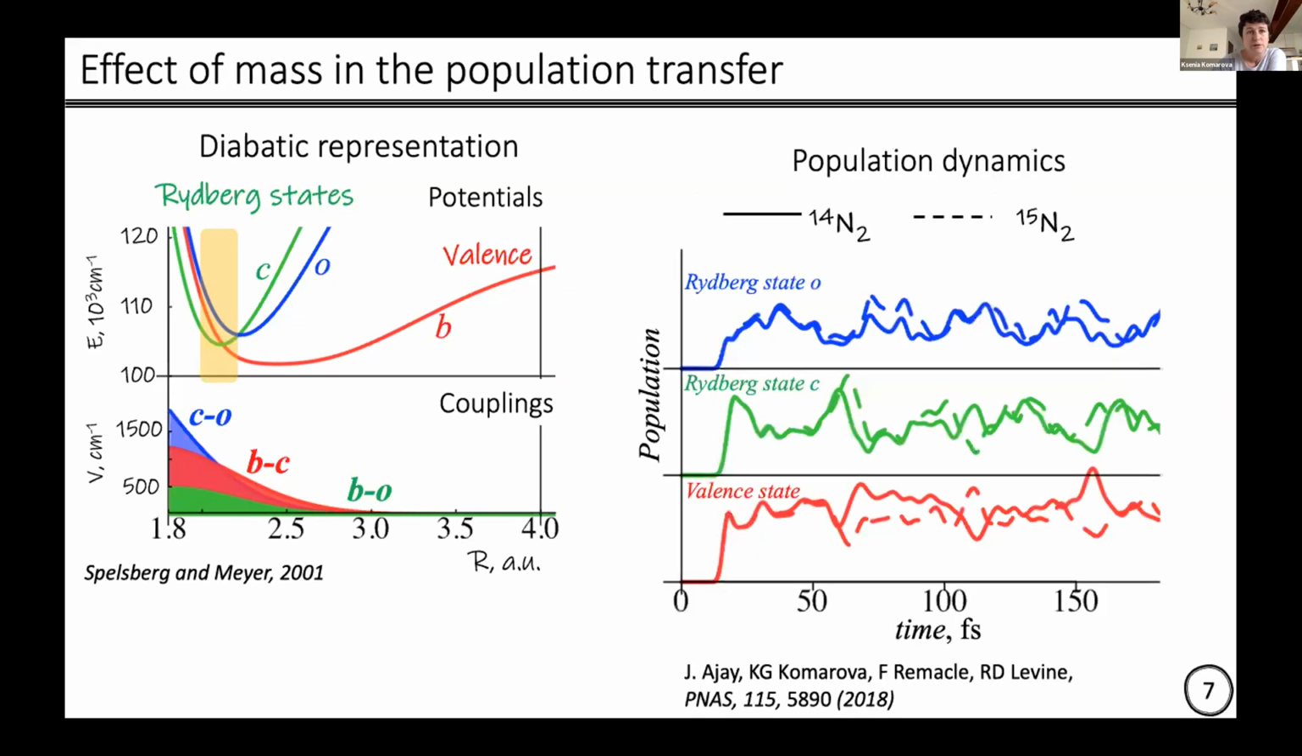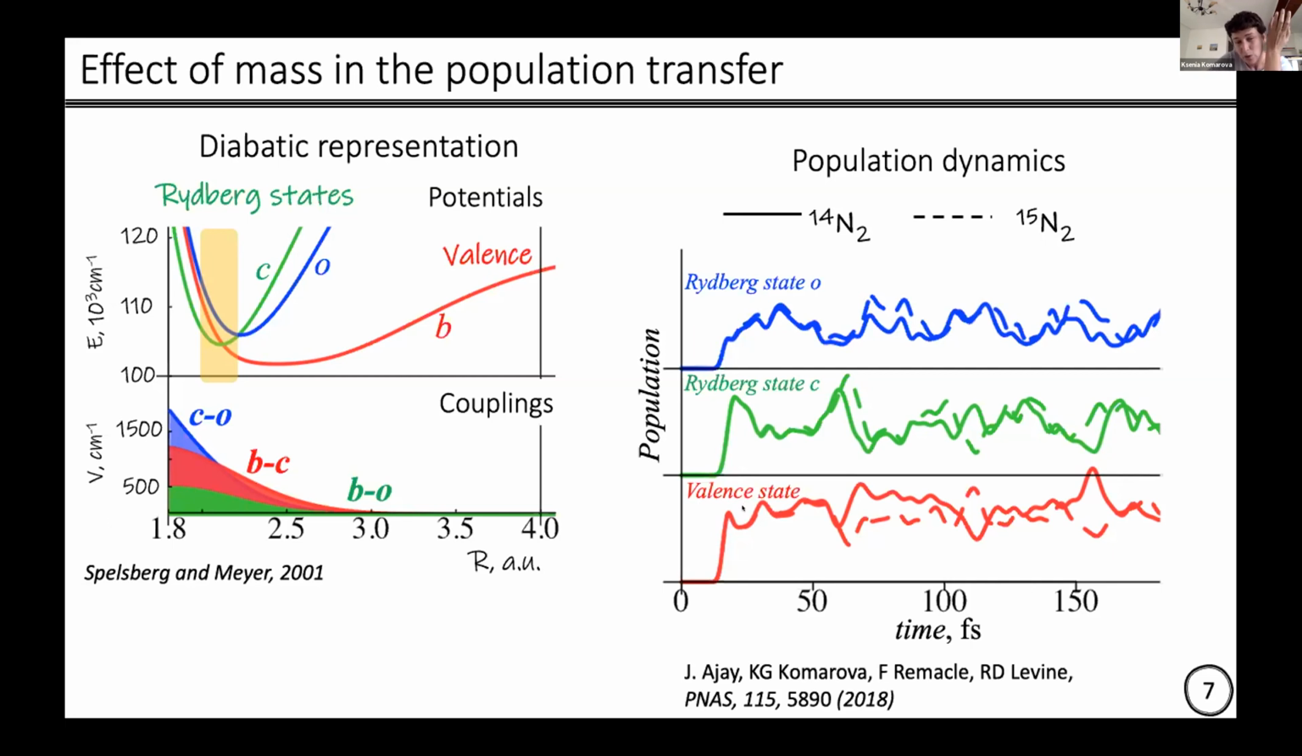Okay, so now let's see the results. Here are the results for the population dynamics. It means that we excite from the ground state and see how much population is in each electronic state at a specific time. So this is the time, this is population, the different Rydberg states are up there, and the valence state is here. The two isotopes: N14 is the solid line, N15 is dashed. One can see that after the field is over, at about 20 femtoseconds, we still have quite intense population dynamics due to non-adiabatic coupling, in this case, diabatic coupling.